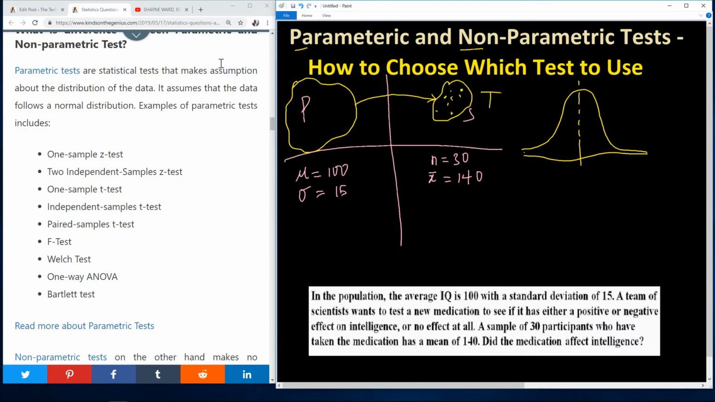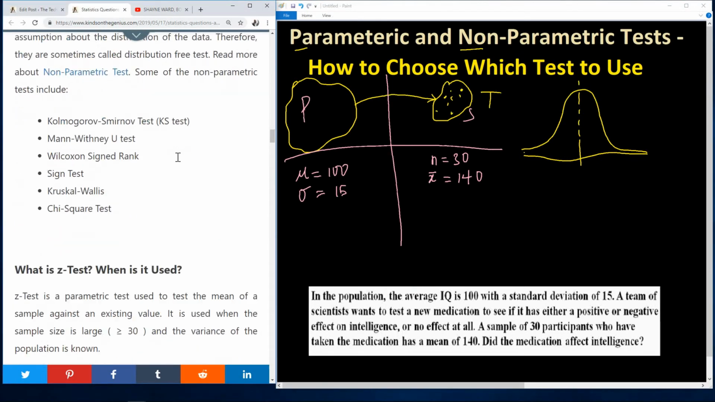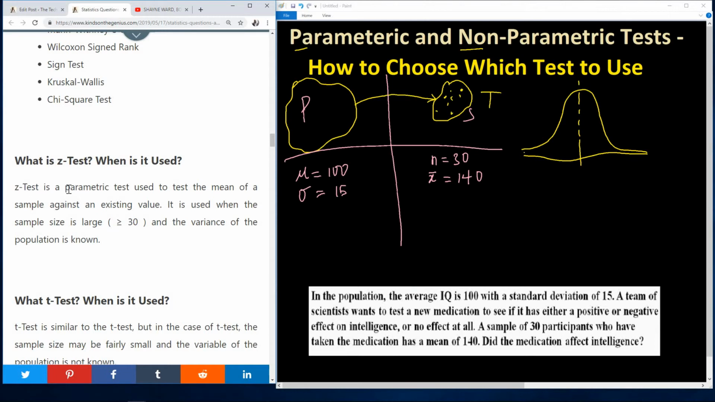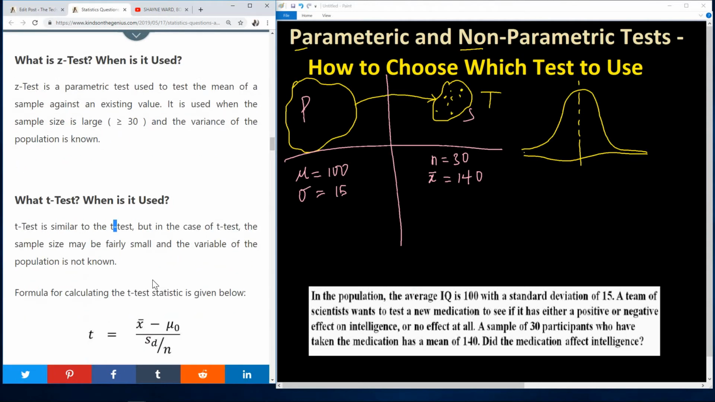If we scroll down on my website, remember it's kindturnthegenius.com, and you can see it in the description box below this video, you'll see when is z-test used. Z-test is used to test the mean of a sample against an existing value. It is used when the sample size is greater than or equal to 30. Let's look at t-test. T-test is similar to the z-test. There is a typo, but in the case of t-test, the sample size may be fairly small and the variance of the population is not known.